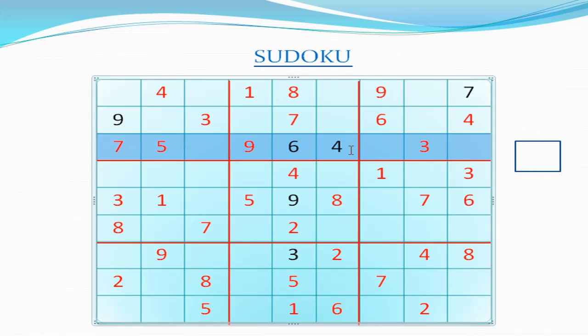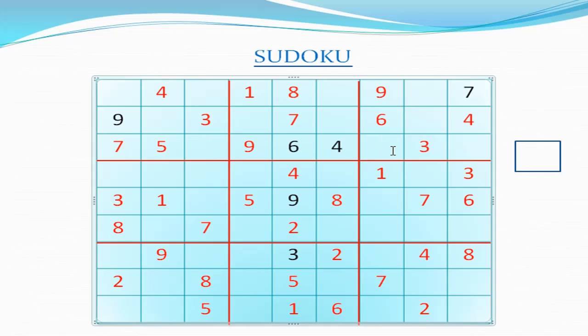1 is missing here, right? 1 is missing. So I'll try 1. I have these 3 possibilities, these 3 tiles, right? I'll try here. Can I place 1 here? In the column, there is no 1. In the block, there is no 1. So I may, but I will not here.